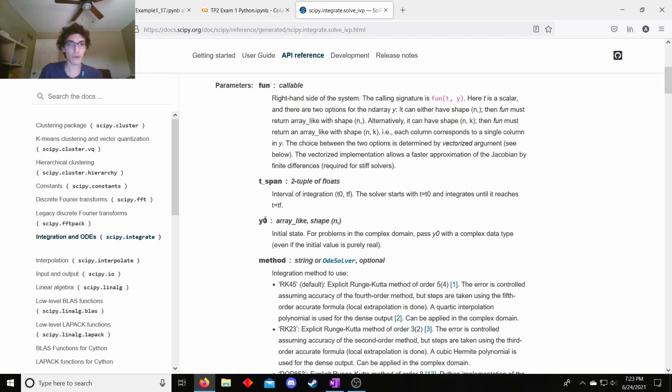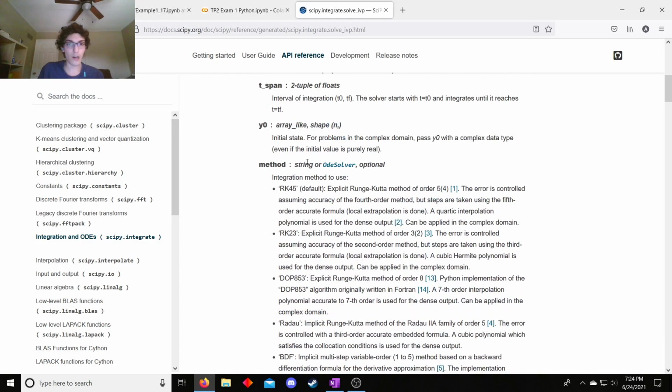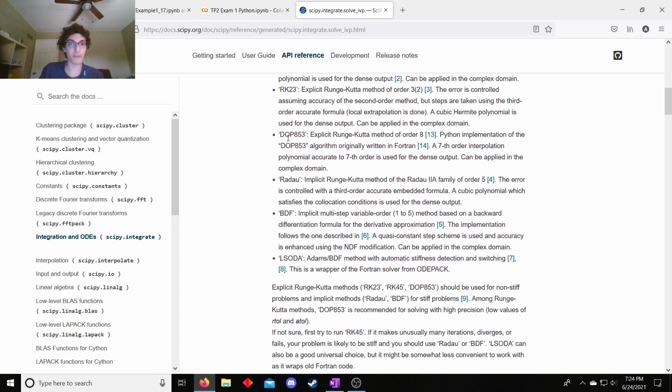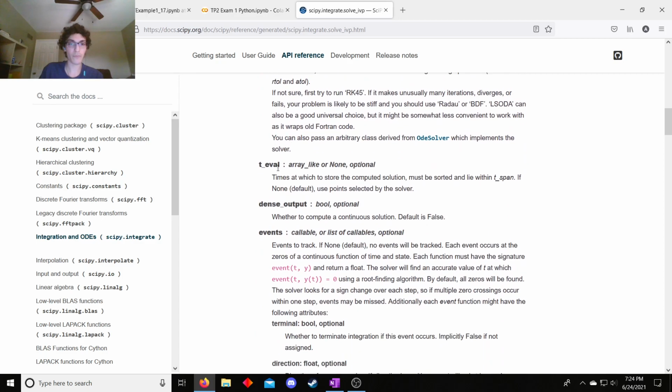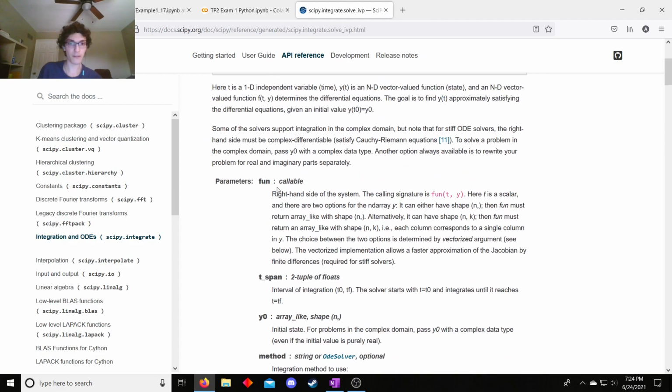Now, we have our y0, which is our initial mole fractions. We're going to have method. These are just different methods to actually solving the initial value problem. And then finally, we have dense_output, and we're going to set this equal to true. And it'll bring up some information that will help us. So that's why we're going to set it to true.